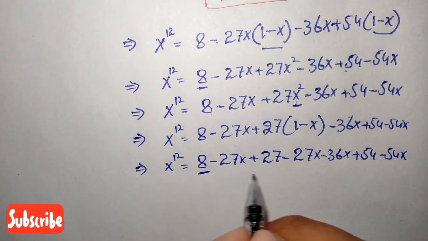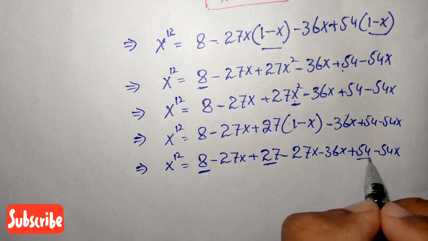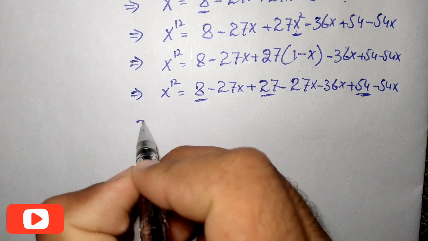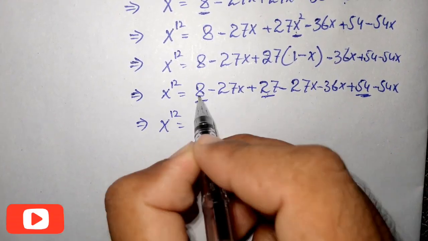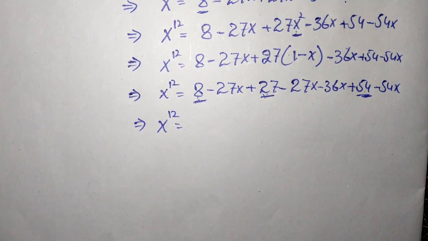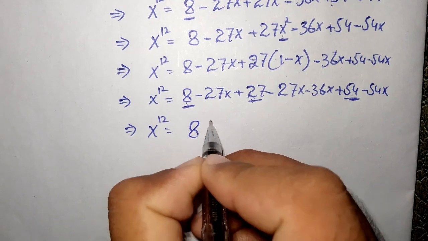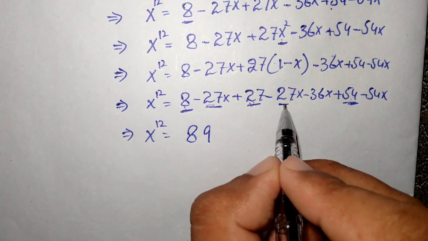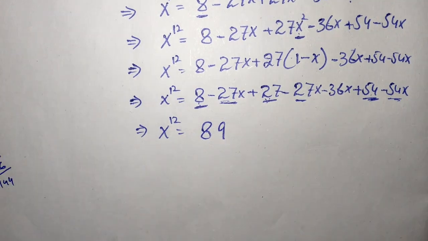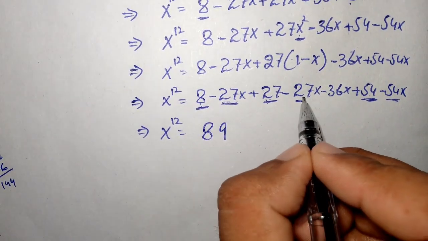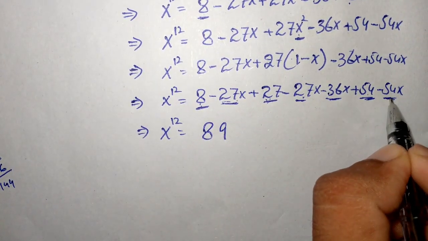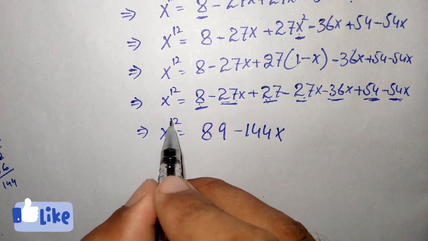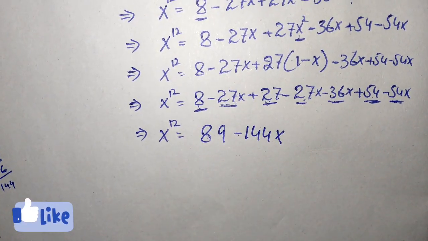Now here 8 plus 27 plus 54, we have to add these numbers. x^12 is equal to, this is 8 plus 27 plus 54, this is equal to 89. Minus 27x, minus 36x and minus 54x, this is equal to minus 144x. So x^12 is equal to 89 minus 144x.